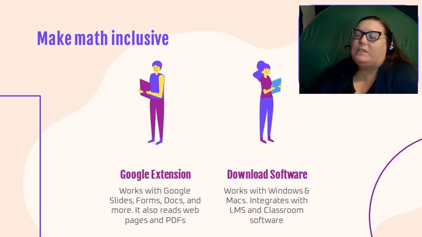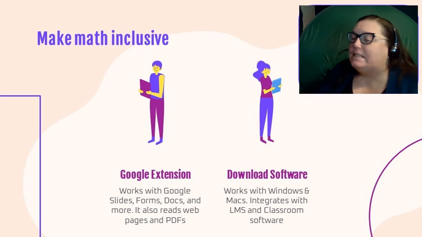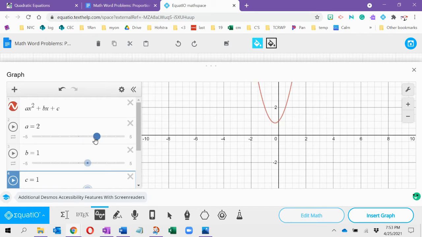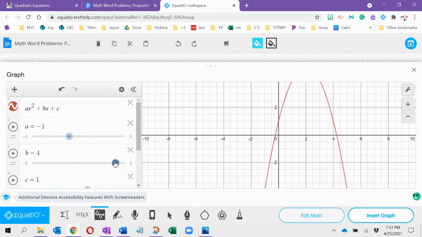EquatIO is both a Google extension and a software download, which makes it very versatile. The extension works seamlessly with Google Docs, Google Forms, and across web pages and PDFs. And the software integrates with non-web-based programs and your learning management system. So for students learning math or using math, or even explaining math, EquatIO is a no-brainer.